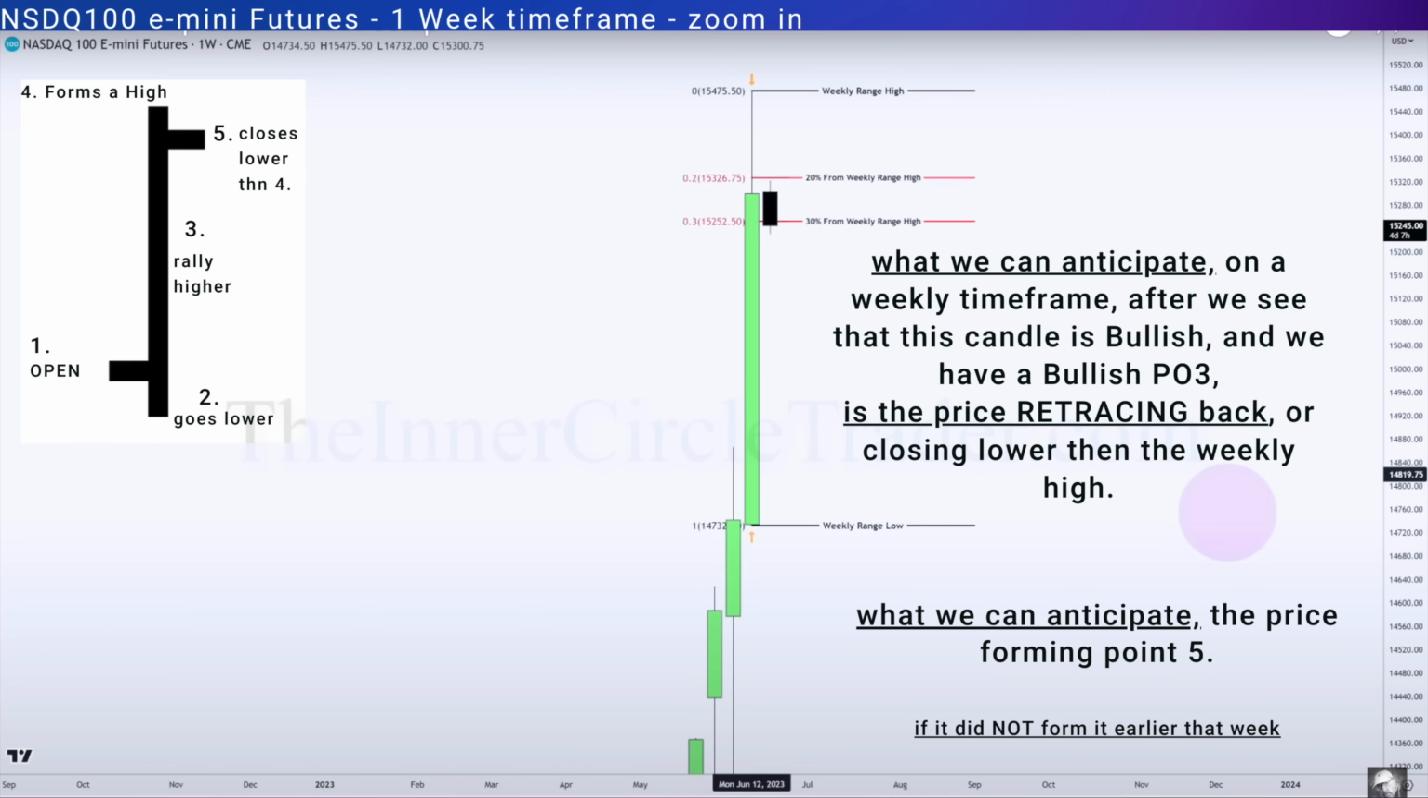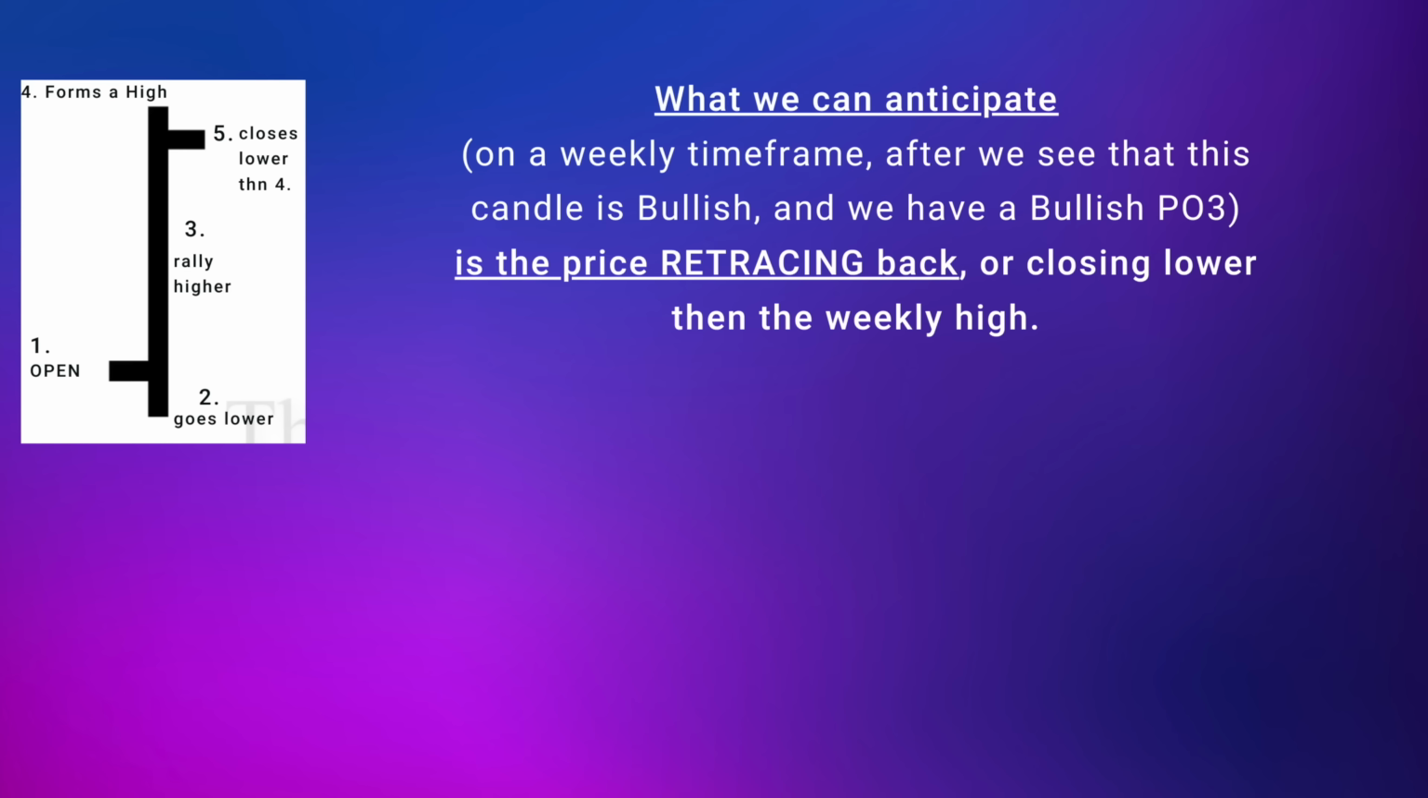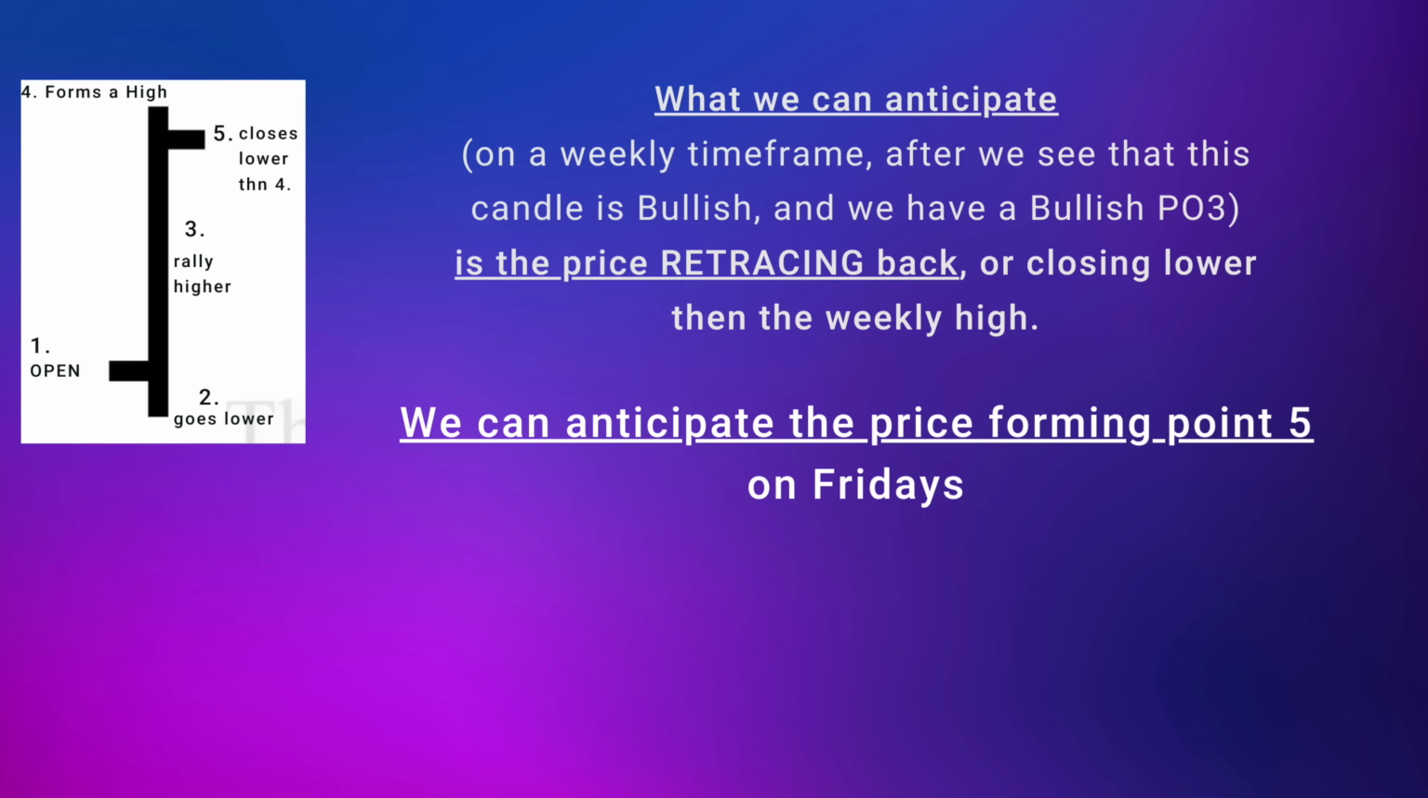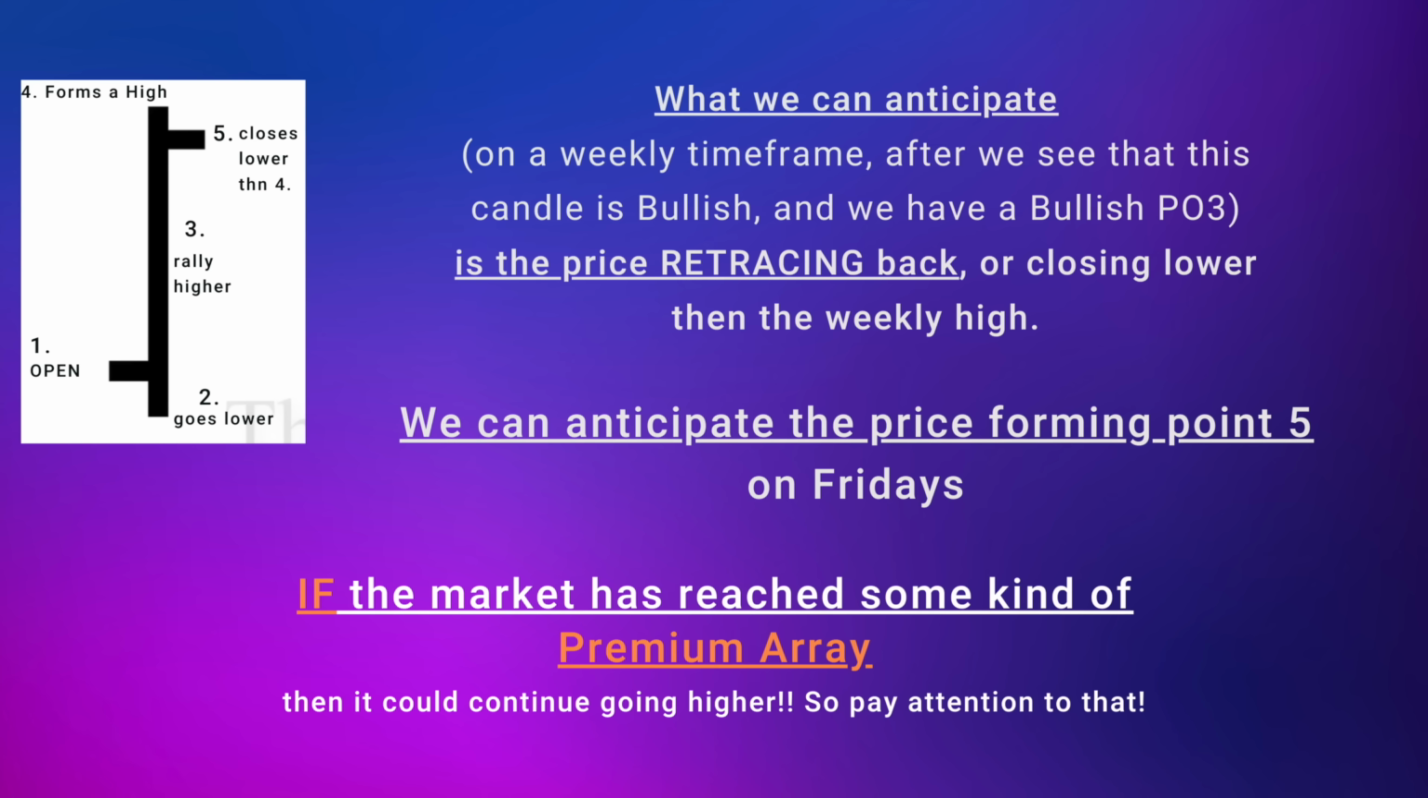So let's go back a moment to the power of 3. We have here again the movements of the power of 3. ICT tells us that what we can anticipate on a weekly time frame after we see that this candle is bullish and we have a bullish power of 3 is the price retracing back or closing lower than the weekly high. We can anticipate the price forming point number 5 on Friday specifically if the market has reached some kind of premium array. Then it could continue going higher.